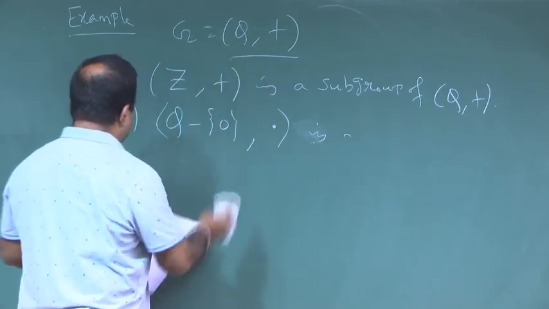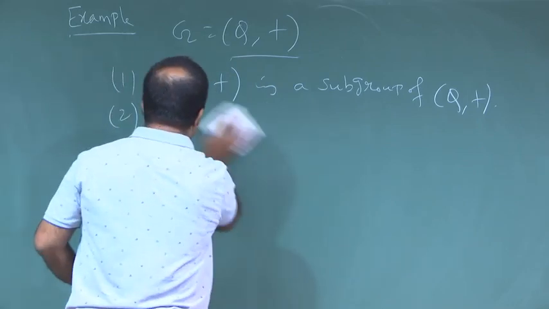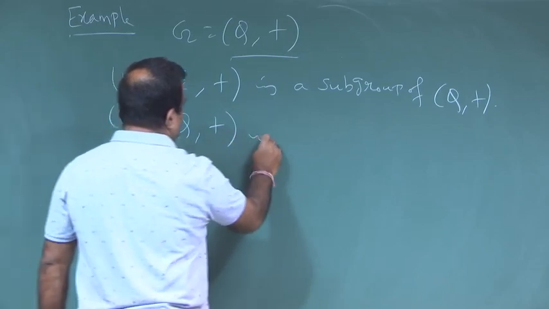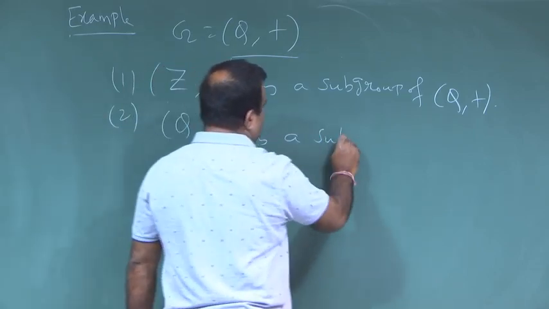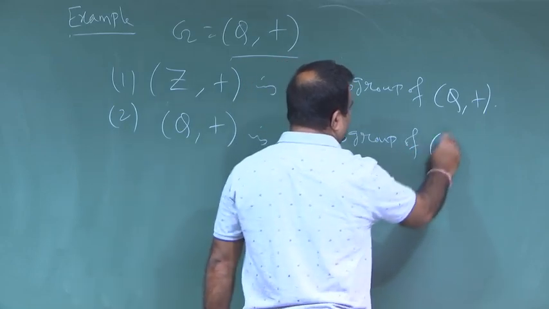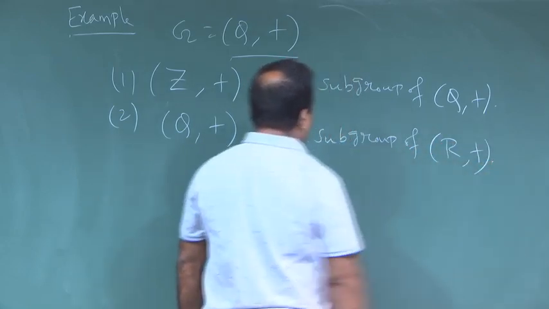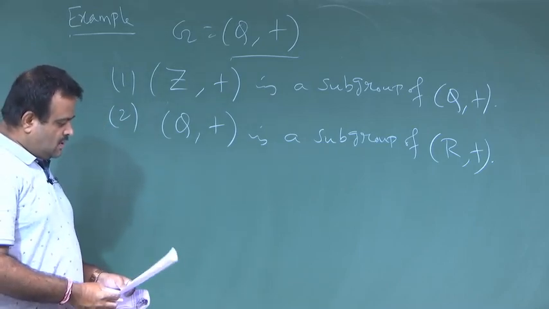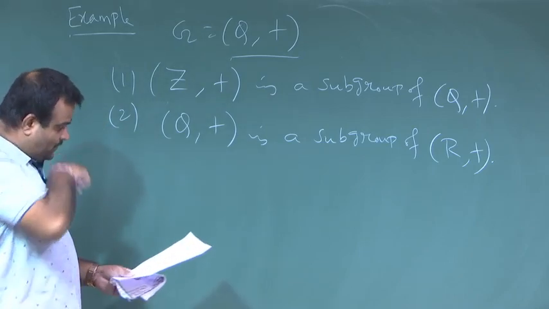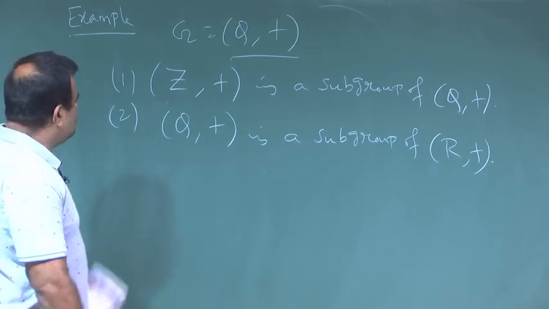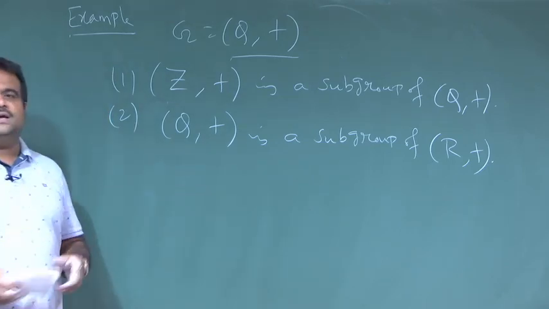Or if we take just this Q, it is a subgroup of R, the set of all real numbers. This Q is the set of all rational numbers. Okay. Now, there are many other examples also.